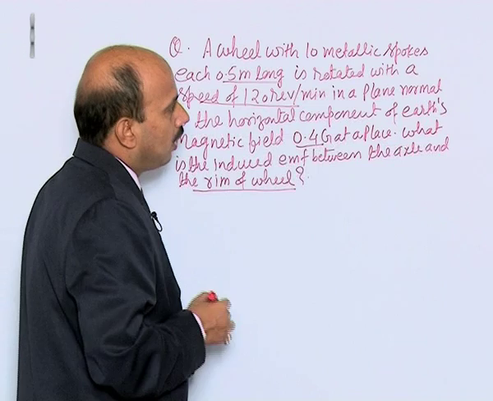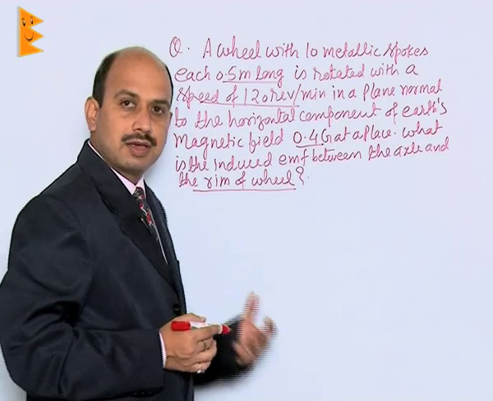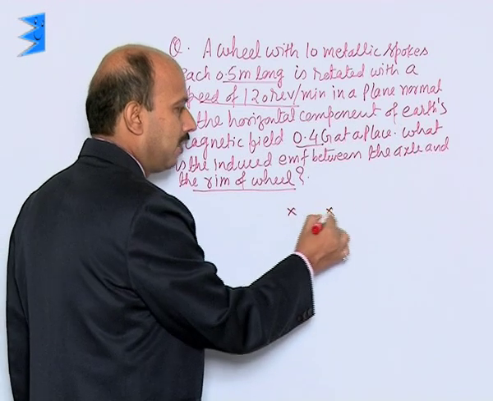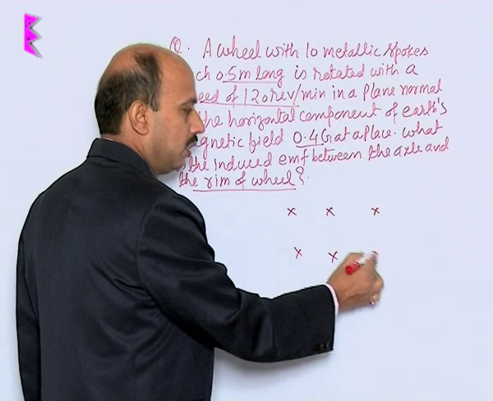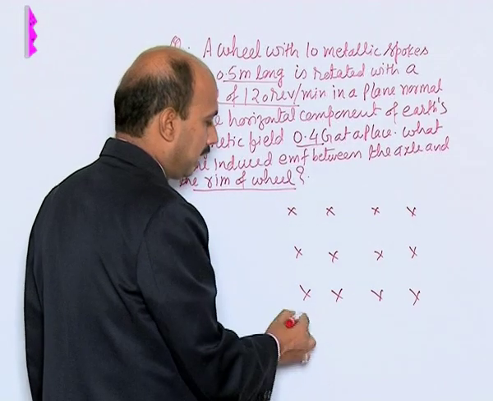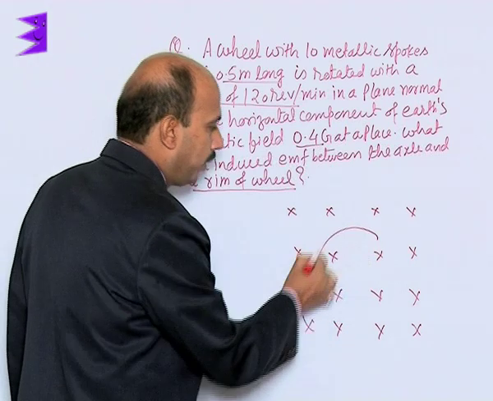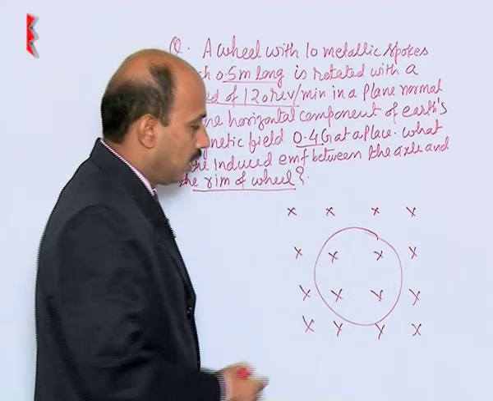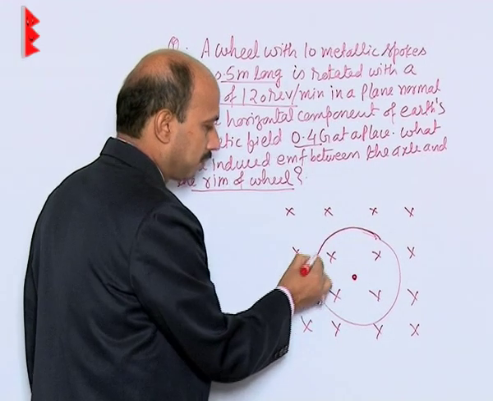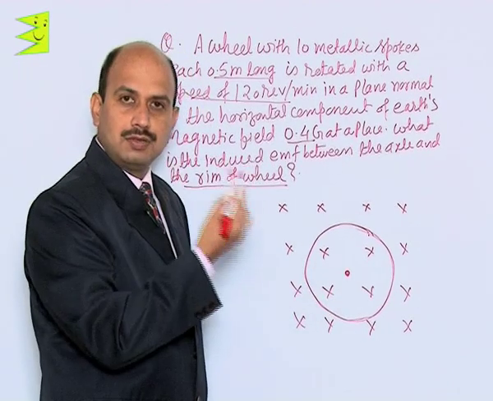So, now see here, we first have to calculate the EMF induced between the rim and axle. We can apply the concept here. Suppose there is a magnetic field like this. I am taking this first to derive the formula. This is a magnetic field into the plane, and there is a wheel like this, and this is the center point which is called the axle, and this is the rim. Now, this is rotated like this.